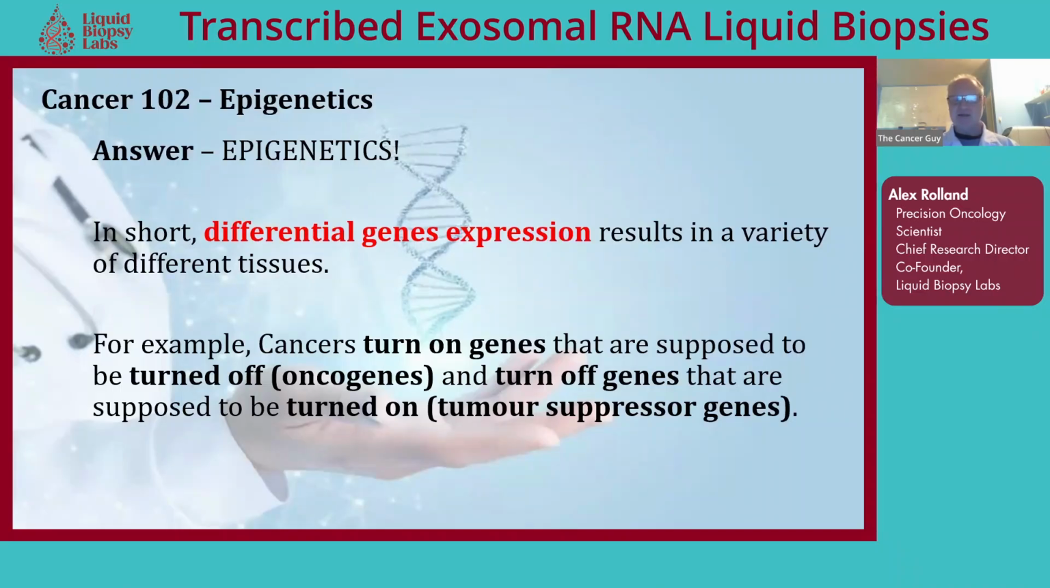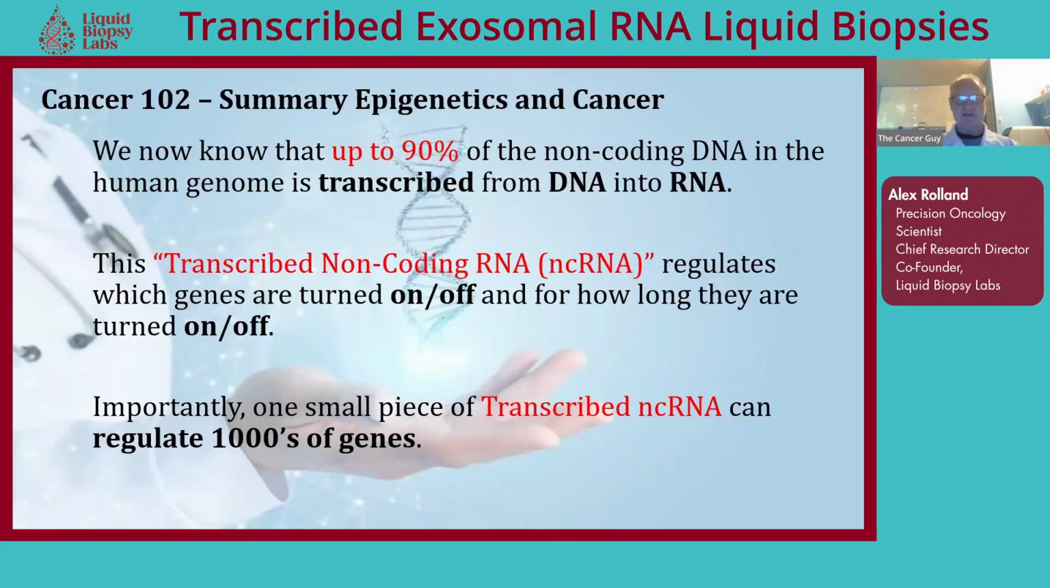For example, cancers turn on genes that are supposed to be turned off, referred to as oncogenes, and they turn off genes that are supposed to be turned on, referred to as tumor suppressor genes. So just to summarize, we know that up to 90% of the non-coding DNA in the human genome is actually transcribed from DNA into RNA.